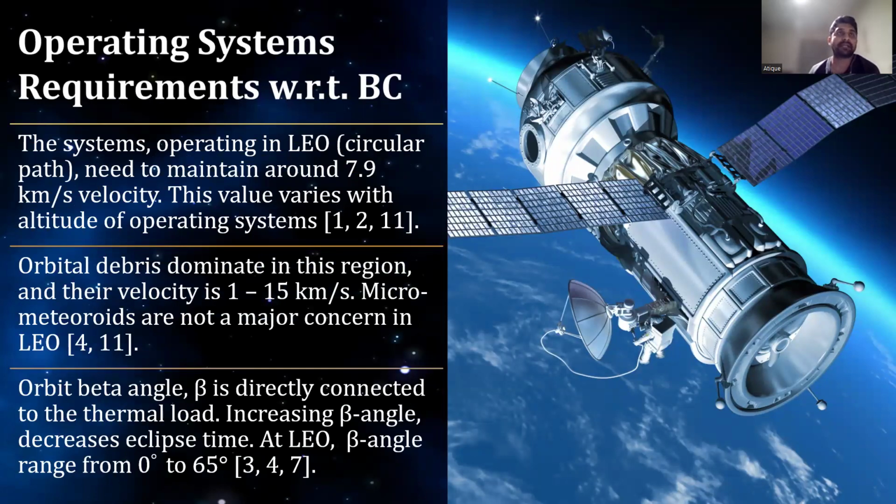Orbital beta angle, which is also considered a view factor, is directly connected to the thermal load. Increasing the beta angle decreases the eclipse time. That is, if you increase the beta angle, you would be more exposed to the sunlight. In low Earth orbit, the beta angle ranges from 0 to 65 degrees. For reference, the International Space Station's maximum exposure, I think, is 41 degrees.